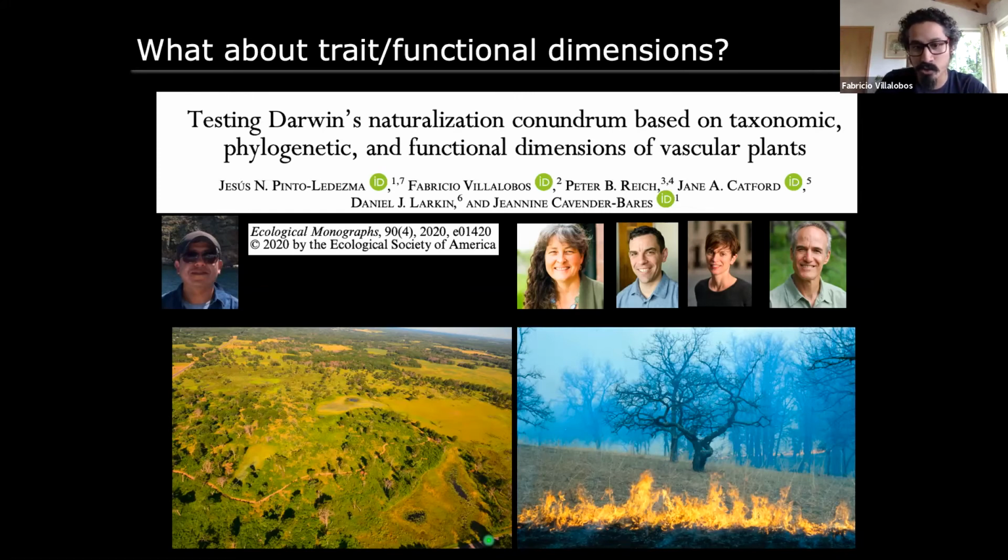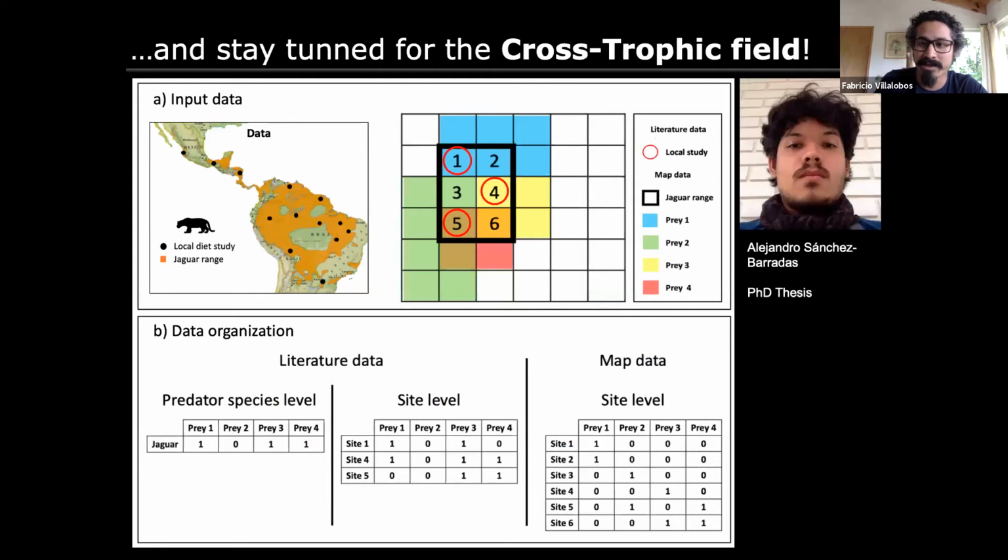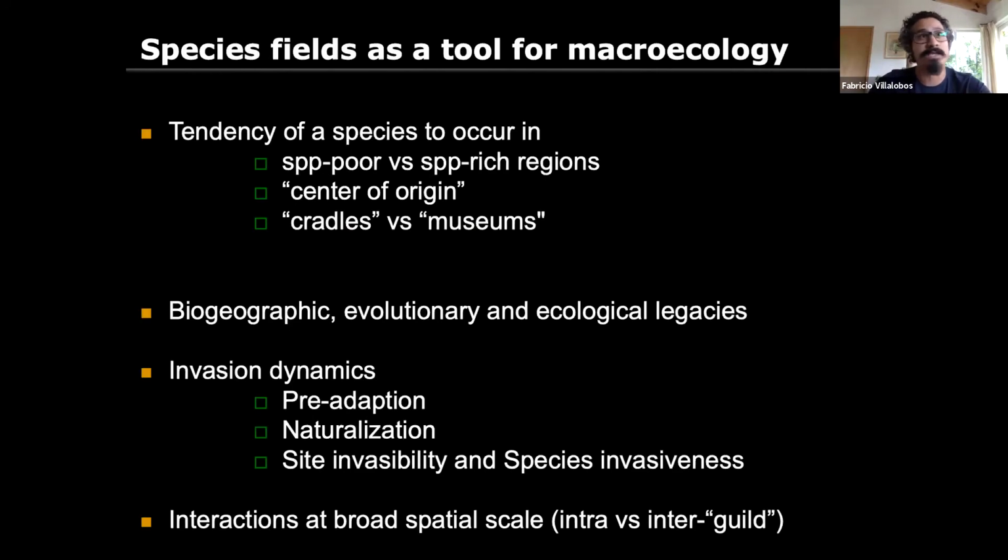And stay tuned, because soon, hopefully, my student Alejandro Sanchez Barradas, who is doing his PhD with me at the lab, is studying the cross-trophic field, trying to integrate trophic interactions, mainly predator interactions, in this idea of the focal species approach. And with that, I just want to say that we can use the species fields as a tool for macroecology and biogeography, as a species-oriented perspective to study biogeographical patterns, as a tendency of species to occur in particular regions. We can include biogeographical processes, evolutionary and ecological ones. We can think about the invasion dynamics, or nowadays we can think about interactions at the broader spatial scale.